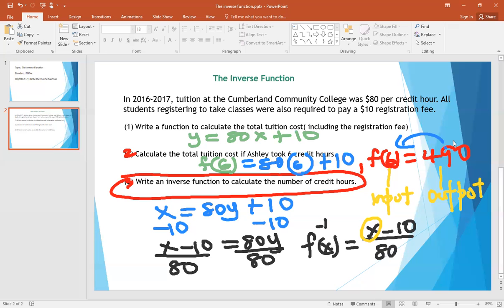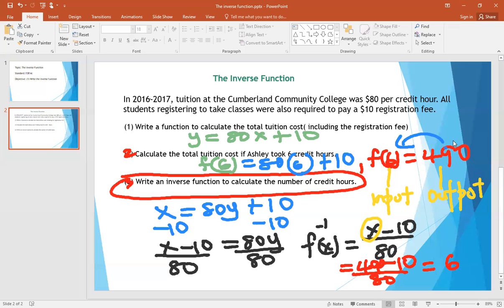Okay, so what we're going to do, we're going to substitute the 490, which is the output, becomes the input. So equals 490 minus 10 over 80. 490 minus 10 would give me 480, and divided by 80 would give me 6. So clearly there is an inverse relationship between the function and the inverse function.